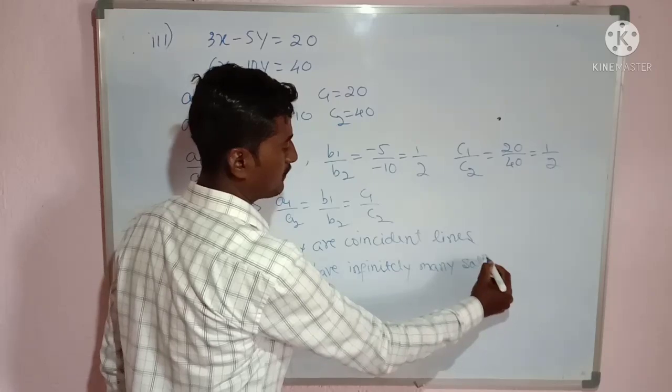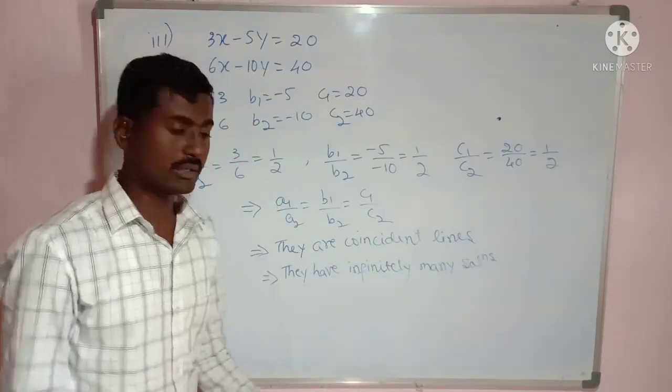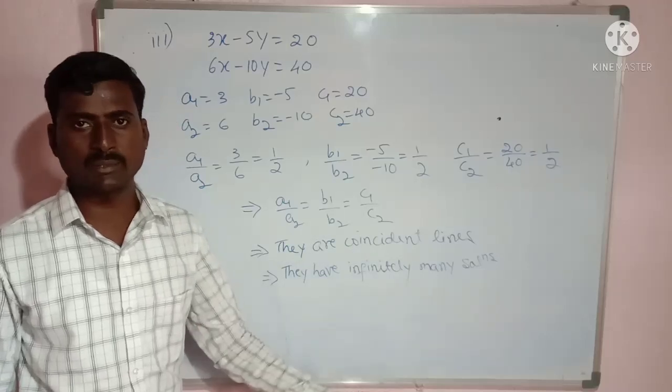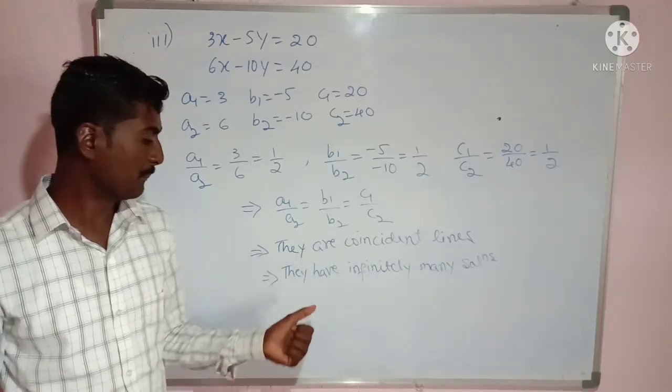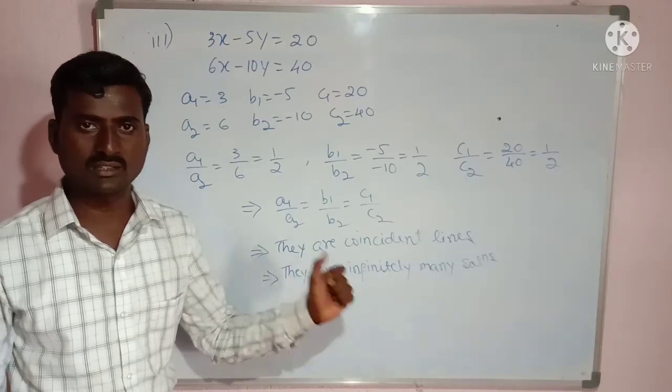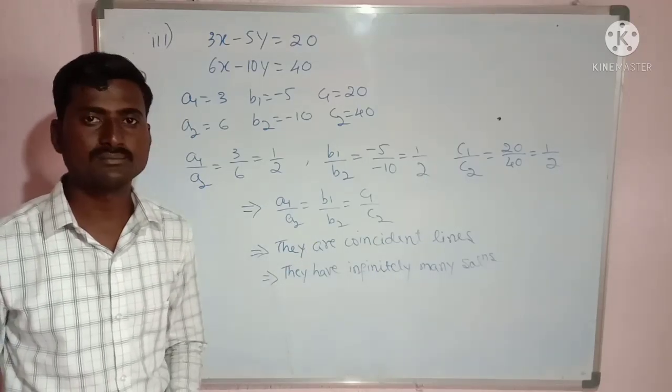Okay, so you can stop here only. If they have a unique solution, then we can find it by using the cross multiplication method. But for this question, these equations have infinitely many solutions. Okay, we can stop here only.